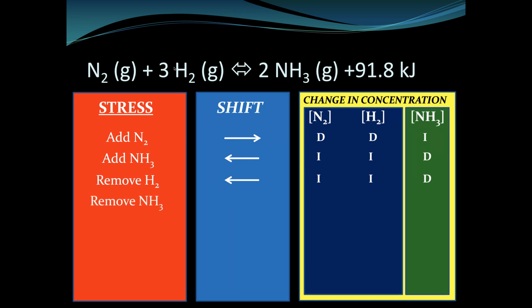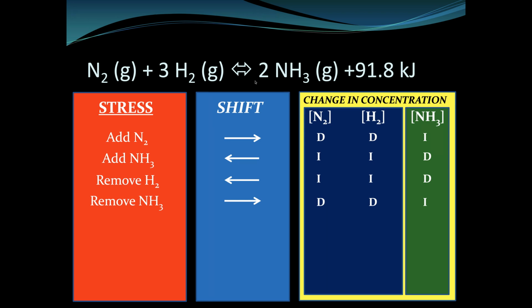If we remove ammonia, there'll be fewer collisions between ammonia molecules. The reverse reaction will slow down. Since the forward reaction is now faster, nitrogen and hydrogen will combine faster than ammonia can break up, so the shift will be forward. Nitrogen and hydrogen will be used up faster, and ammonia will build up.